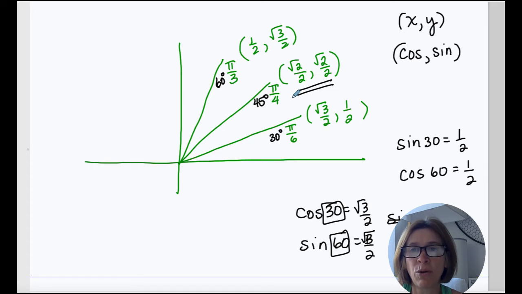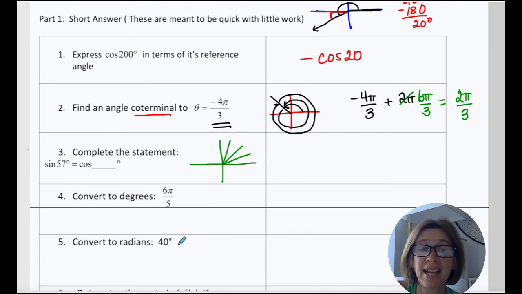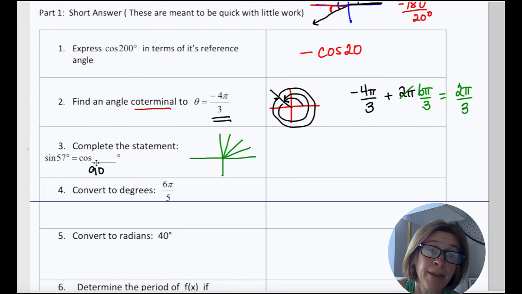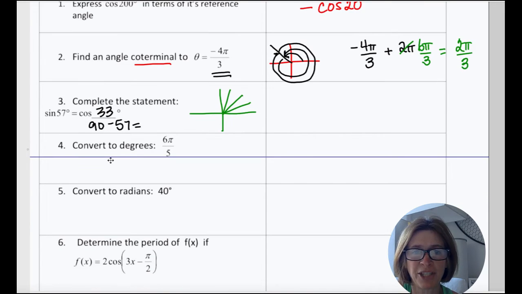So they are each other's complements. So going back to this problem, the sine of 57 would be equal to the cosine of 90 minus 57, which would be 33. All right, a couple more. I'm just going to do this page in this video.